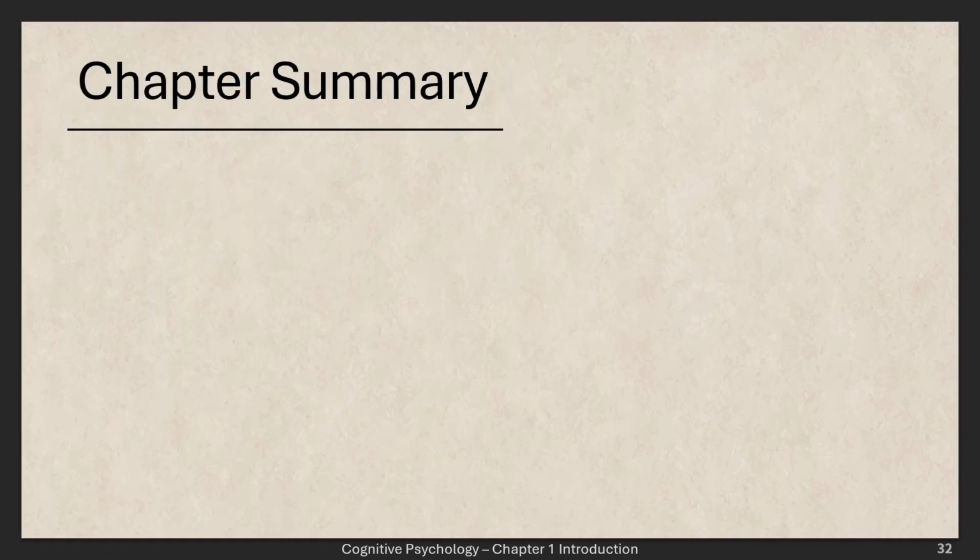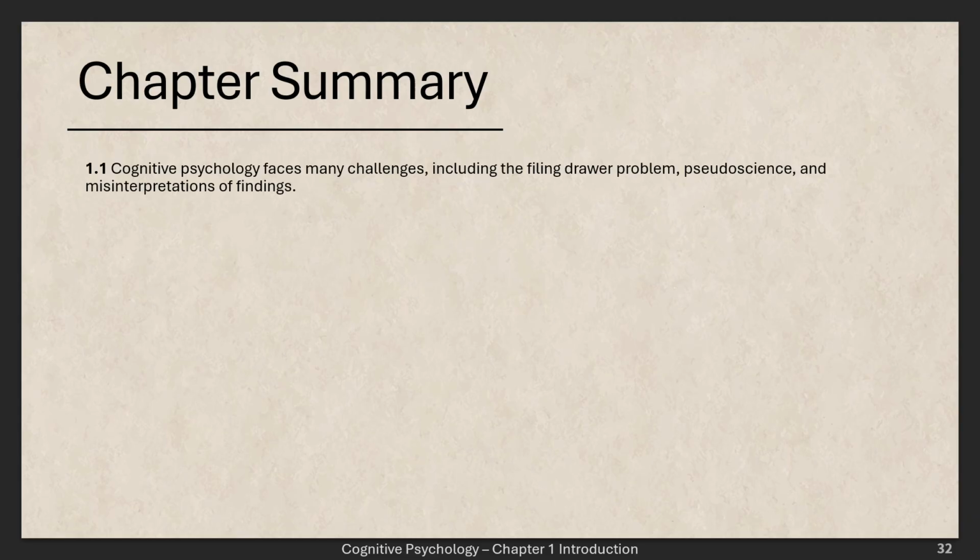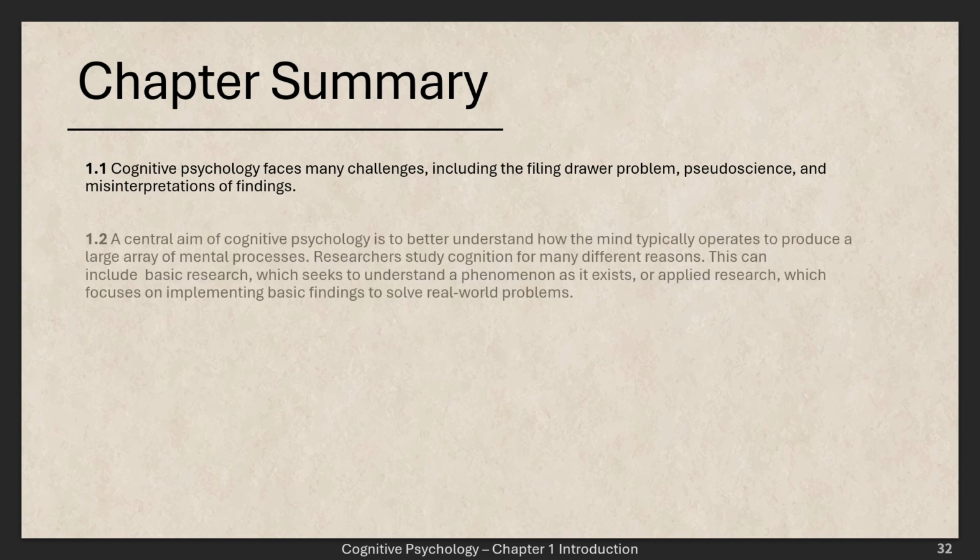To recall our main points from Chapter 1, we acknowledged key methodological limitations in research, including publication bias from the file drawer problem, theoretical ambiguity, and historical pseudoscience. We defined cognition as acquiring, processing, and acting upon environmental information. We distinguished between basic research for foundational knowledge and applied research for real-world solutions.